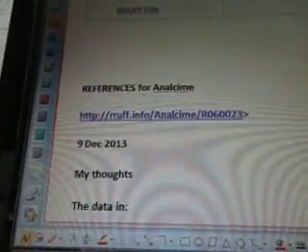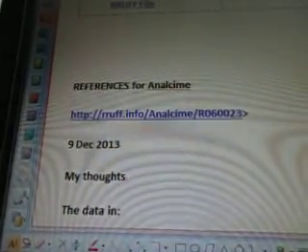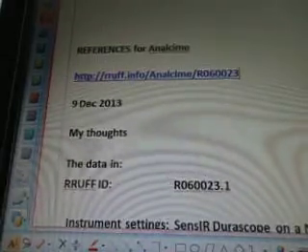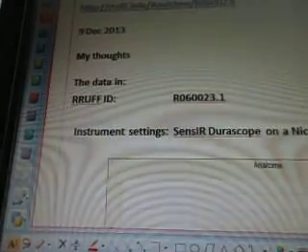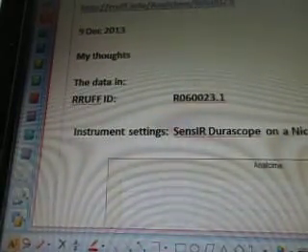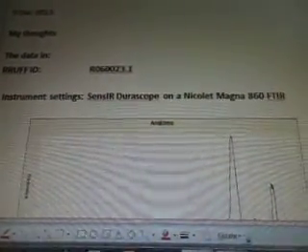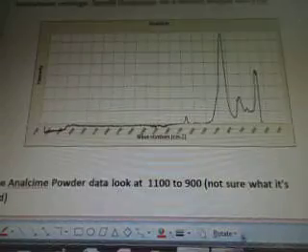So references are from this blog, rruff.info. I gotta get rid of that bracket there, or else it won't let me post it. Okay, my thoughts. RRUFF ID R060023.1. Instrument settings, SensIR Durascope on Nicolet Magna 860 FTIR.